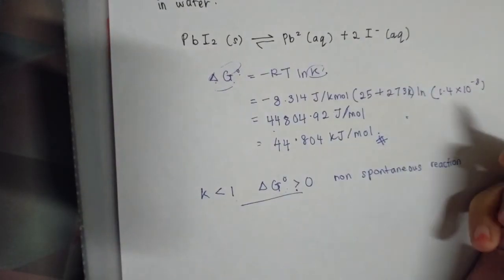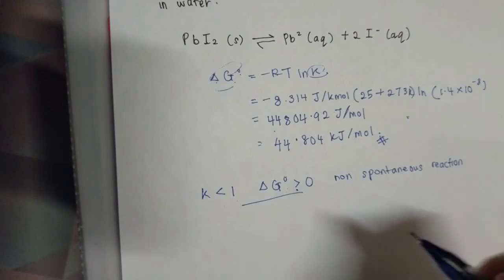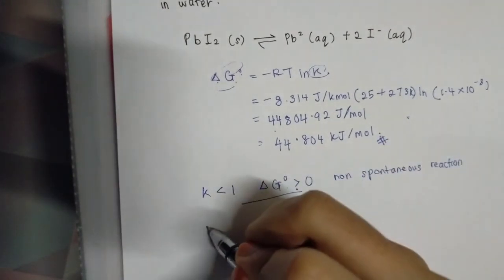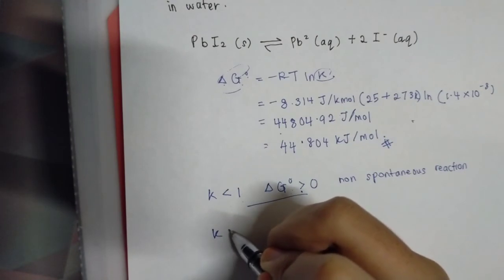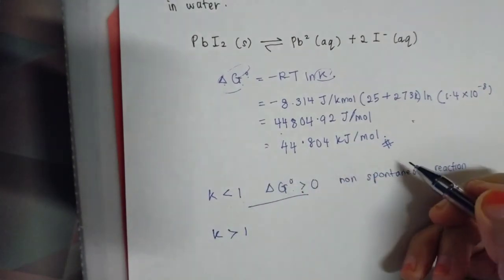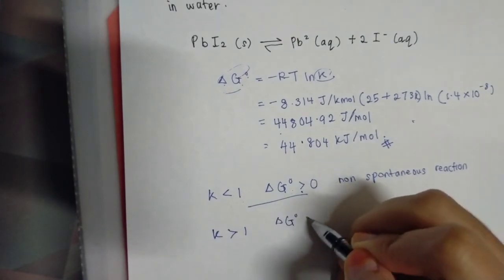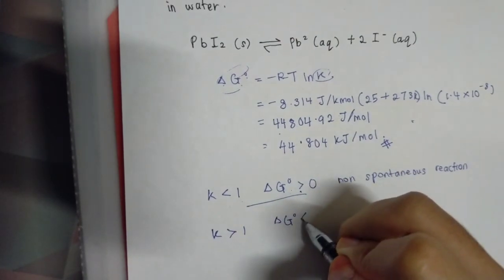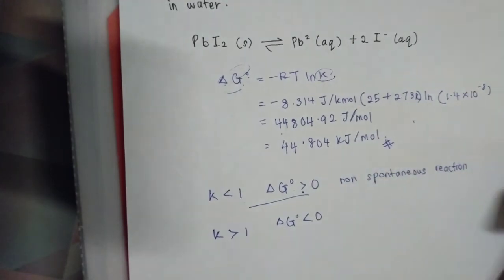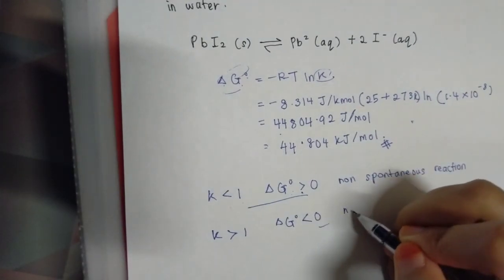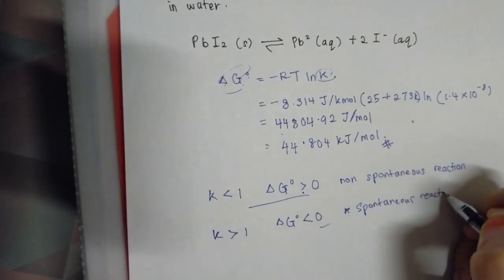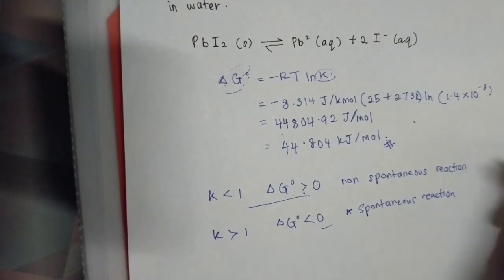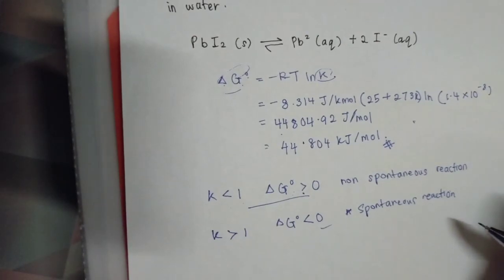When it comes to the other situation, when K is bigger than 1, the delta G will automatically be smaller than 0. So this situation we will call a spontaneous reaction. So this is how the standard Gibbs energy change relates to the equilibrium constant.